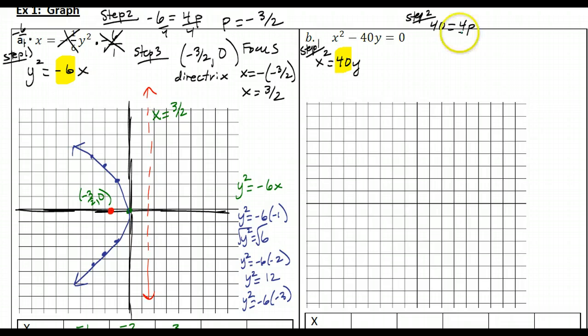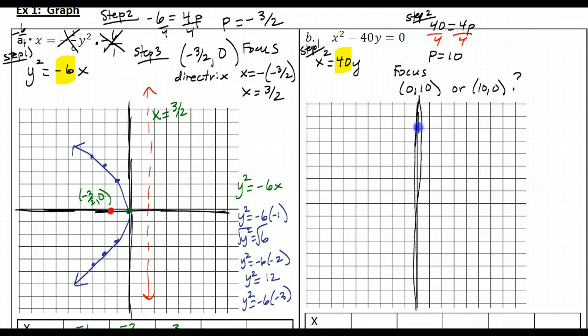Alright, let's divide both sides by 4. It turns out this time that p is 10. Okay. So now I need to figure out, is my focus 0, 10 or is it 10, 0? And here is where you can be a little bit strategic with your thinking. If I know that it's going to open up or down, my focus needs to stay somewhere on my y-axis. So it can't be this one, because that one would be way over here. No, it has to be the 0, 10, because that's the only one that would lead me to have a graph that opens up towards it.